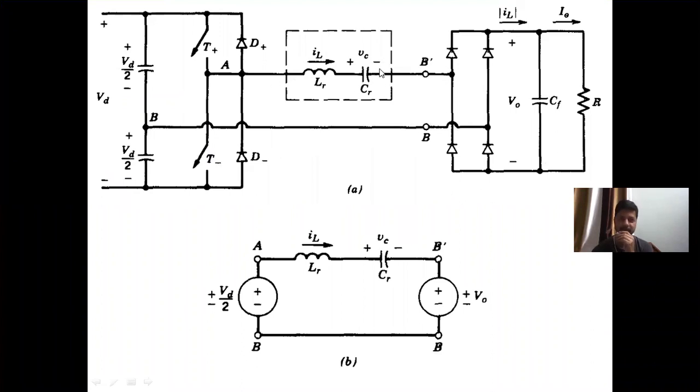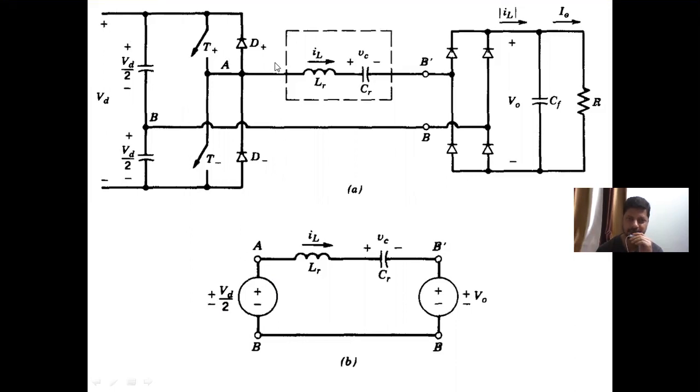Similarly, if the inductor current is negative and D plus is conducting, then VAB will be equal to plus VD by 2 and VAB dash will be equal to VD by 2 plus V0. So depending on which devices are conducting here, we can replace this whole circuit by this symbol. It is a DC source, but the value of that DC is changing to plus minus VD by 2. Or we can say that it is an AC source.